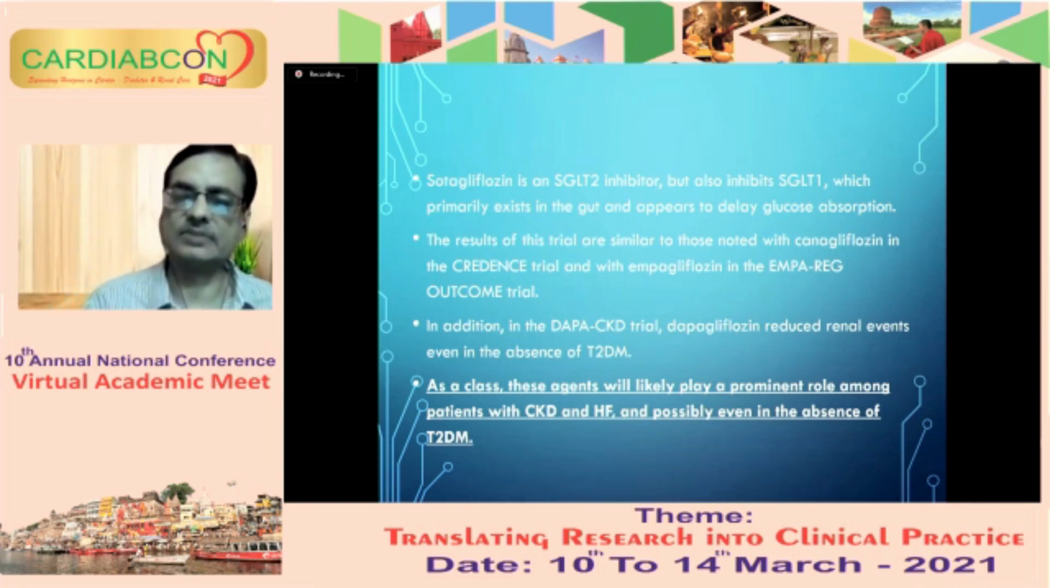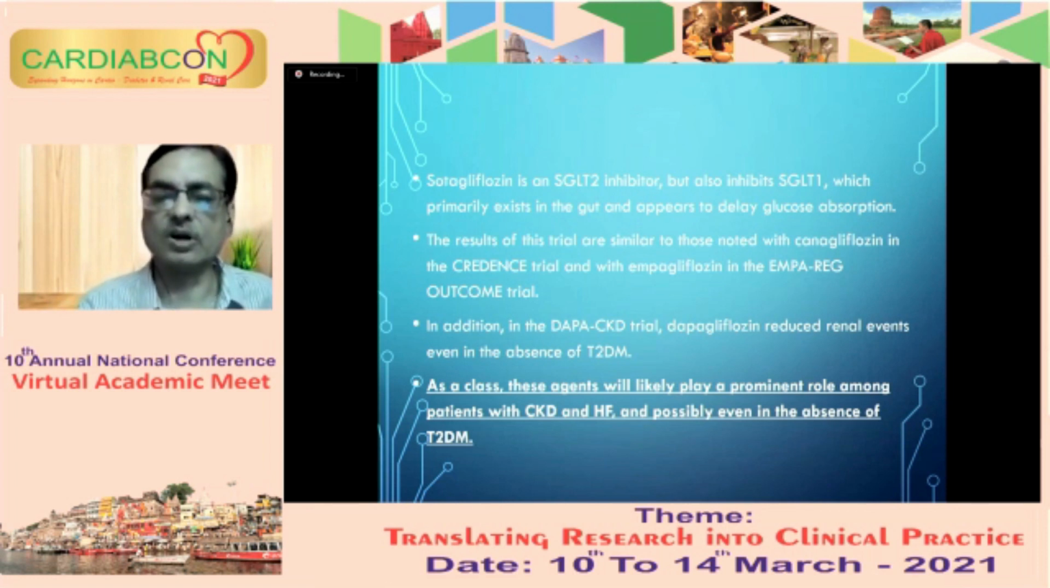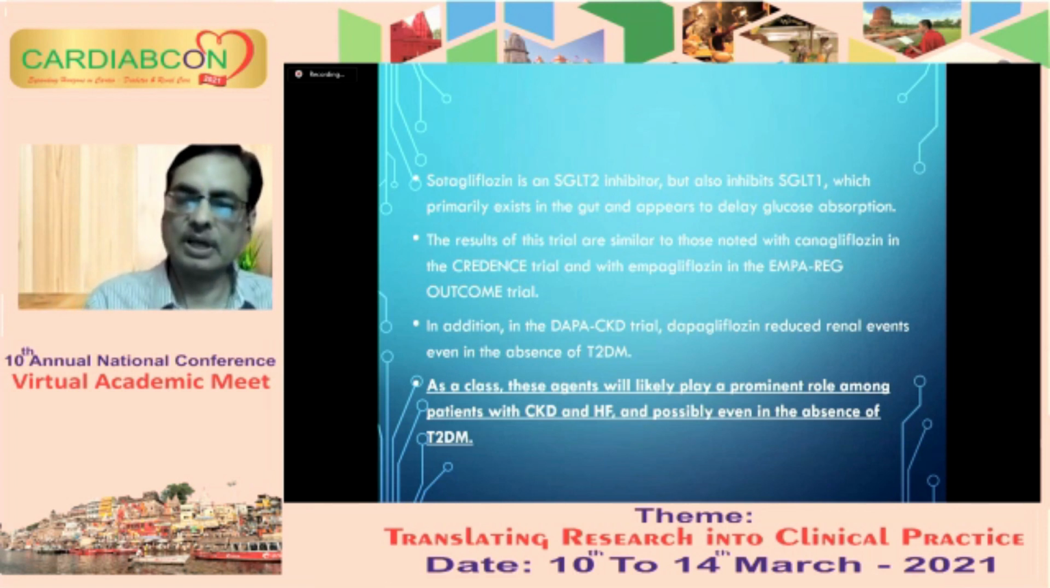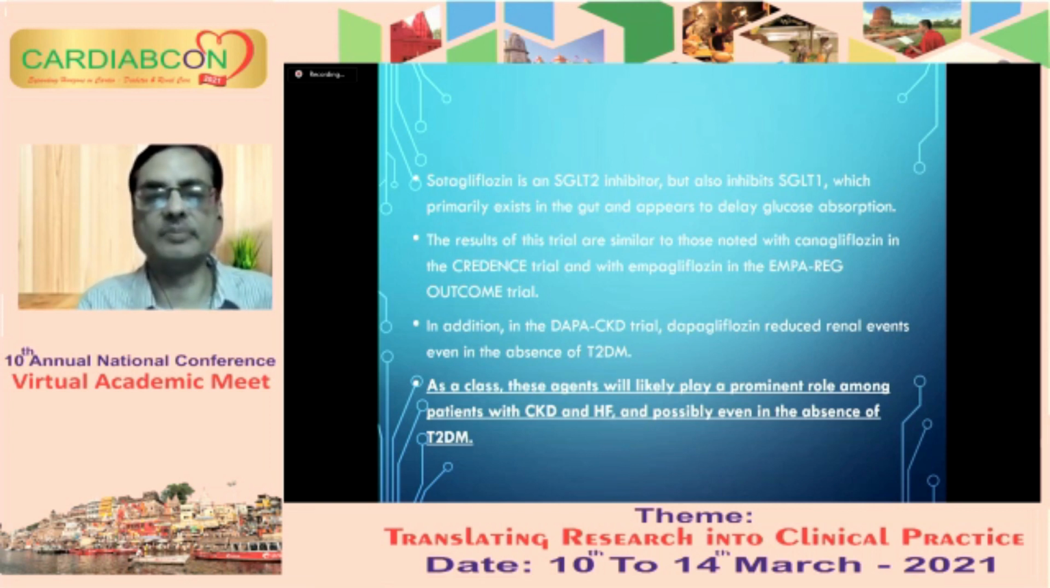Sotagliflozin is a dual inhibitor, primarily acting at both places, the gut as well as the kidneys. And you are aware its SGLT1 impact on kidneys is much less because its expression is less in kidneys, but it has a huge expression at the gut. So the impact at gut level is quite high. And the results of this trial are similar to those noted with canagliflozin in the CREDENCE trial and with empagliflozin in the EMPA-REG OUTCOME trial.